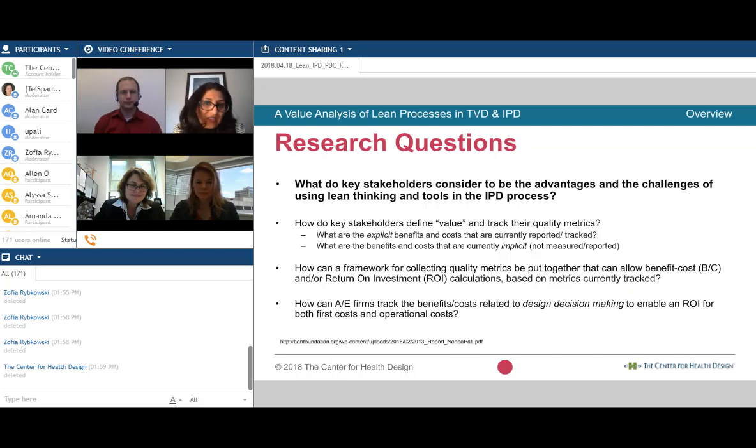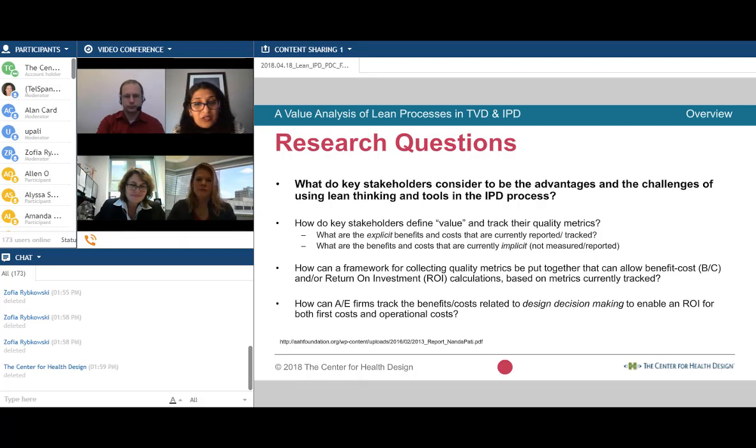When we started the project, we had 4 key questions, and what is bolded on your screen over there is going to be the emphasis of our talk here today. So our first question was, what do key stakeholders consider to be the advantages and the challenges of using lean thinking tools in the integrated project delivery process?